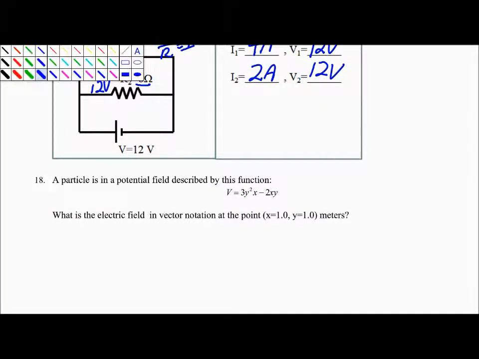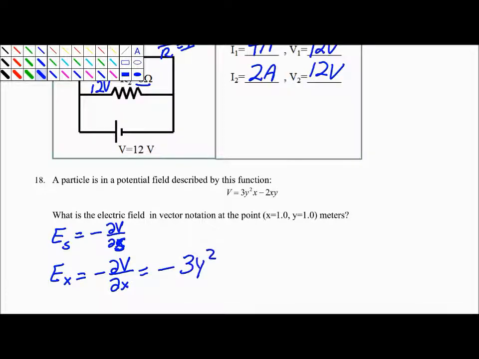I want to know the electric field. Well, I know that the electric field in the S direction is negative del V del S. So here, my E in the X direction is going to equal negative the partial derivative of V with respect to X. So that's negative 3y squared minus 2y. That's the X direction.